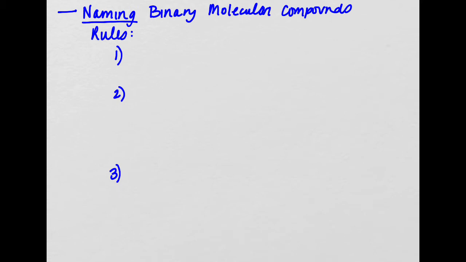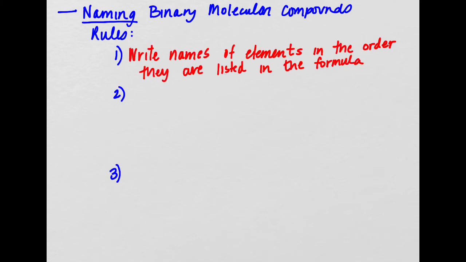The first rule is to write the names of the elements in the order that they're listed in the formula. All right, so there's our first rule, and I should say we're naming binary molecular compounds and this is when we're given the formula. Obviously, we can't name something without knowing what we're naming. So we're given the formula and we're writing the name. These are the rules for doing that.